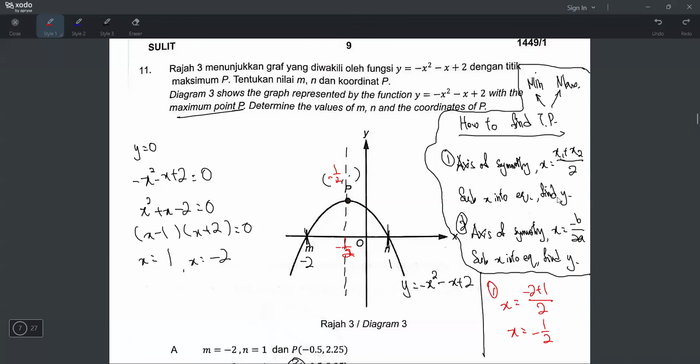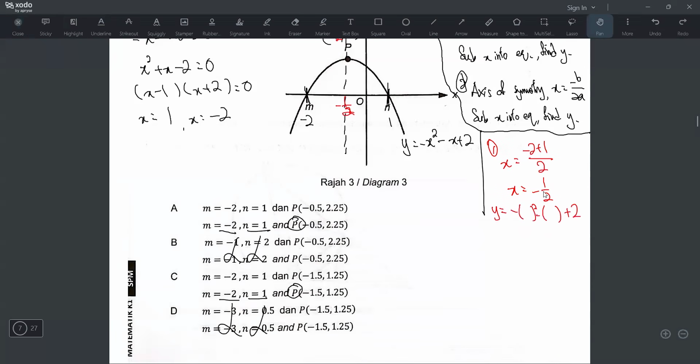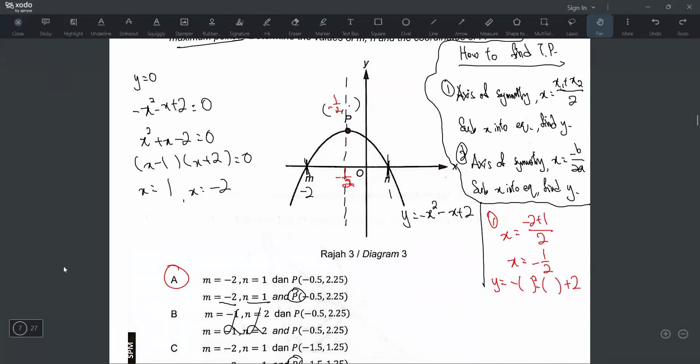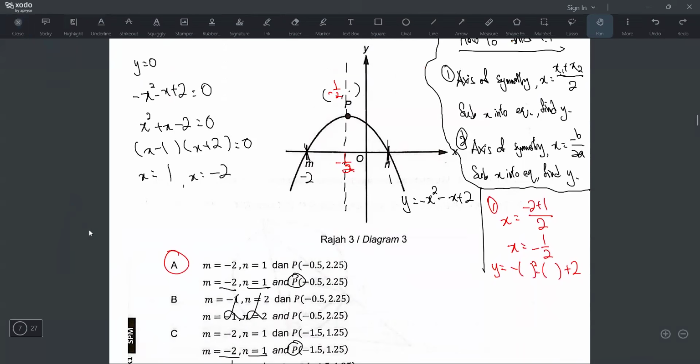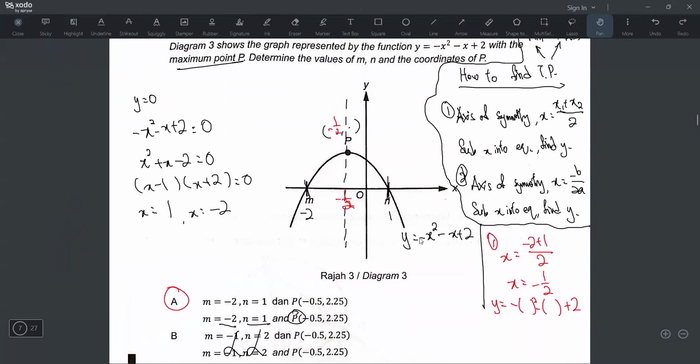To find the y, you simply sub it back. So y equals what? Negative x squared minus x plus 2. So negative bracket square minus bracket plus 2. Actually, I already know the answer is A or C, negative 1 over 2, so the answer is A. But of course, I'm trying to teach you, I'm trying to show you how to get it, so I'm not just going to stop halfway and move on to the next question. I want to make sure you all know how to calculate this.